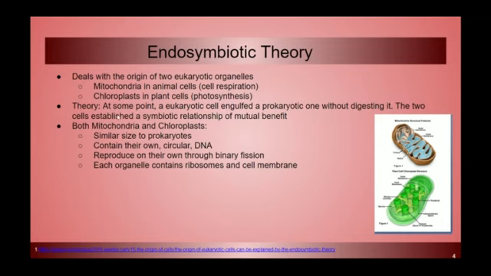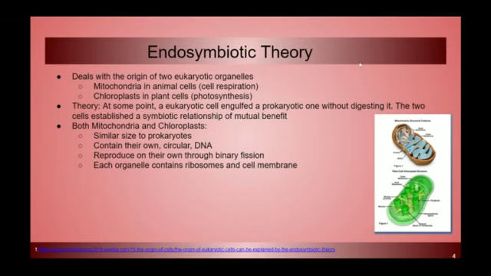All right. The theory is at some point a eukaryotic cell engulfed a prokaryotic one without digesting it. So it didn't really digest it, it just stayed in there. The prokaryotic cell stayed in the eukaryotic cell. Well, what happened? The two cells established a symbiotic relationship of mutual benefit.